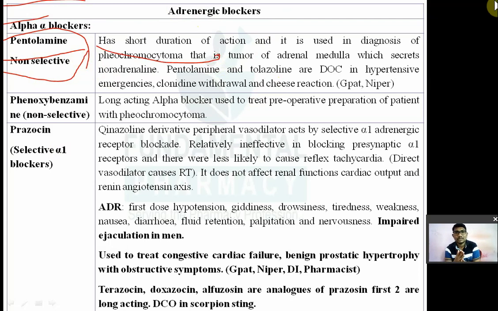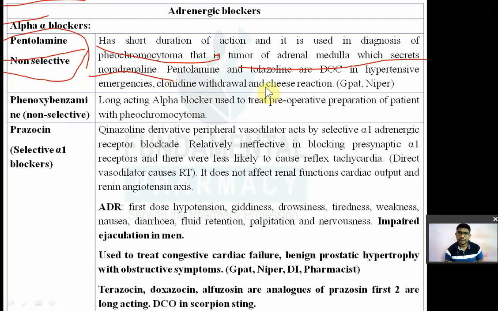There is a synthesis of adrenaline, and because of that adrenaline there is an increase in the blood pressure. So in case of pheochromocytoma there is an increase in the blood pressure. Now this drug is used in the diagnosis of that. Pheochromocytoma is nothing but the tumor of the adrenal medulla which secretes noradrenaline.